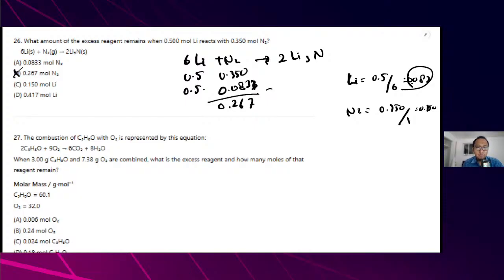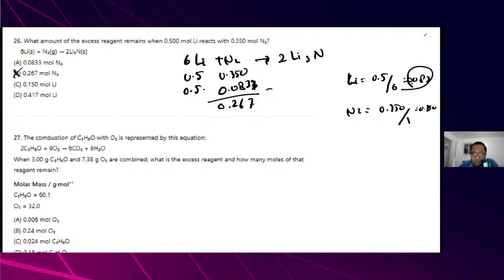Let's check my answer first, whether that one is correct or not. Number 26, yes, B. Yeah, that's the correct answer, which means I understand this question completely. There is no doubt for this question.